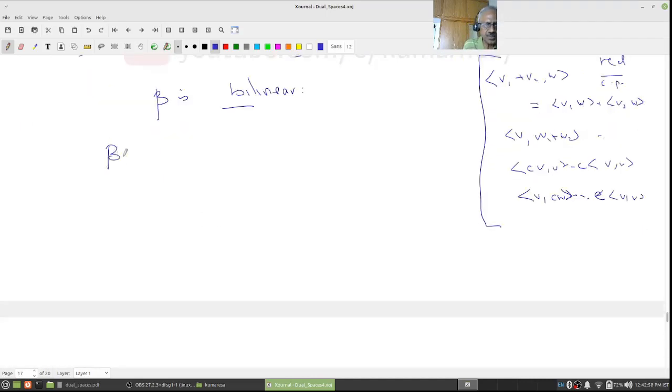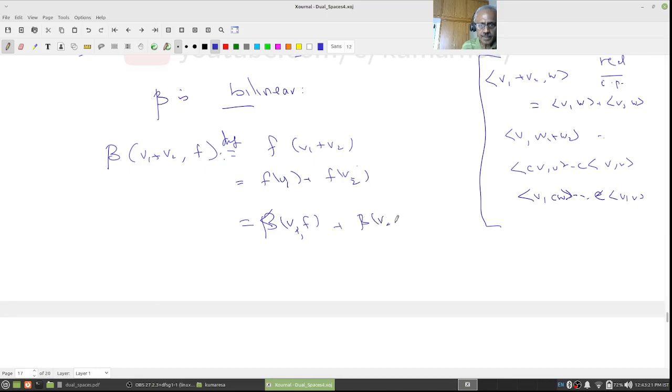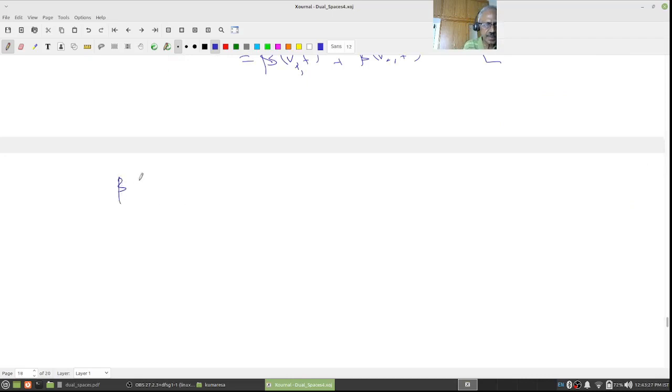So let us look at the first variable, <v1 + v2, f>. This by definition is f of (v1 + v2). But f is linear, therefore f of v1 plus f of v2. But this by definition is beta of (v1, f) plus beta of (v2, f). And similarly beta of (v, f + g), this by definition is f plus g acting on v.